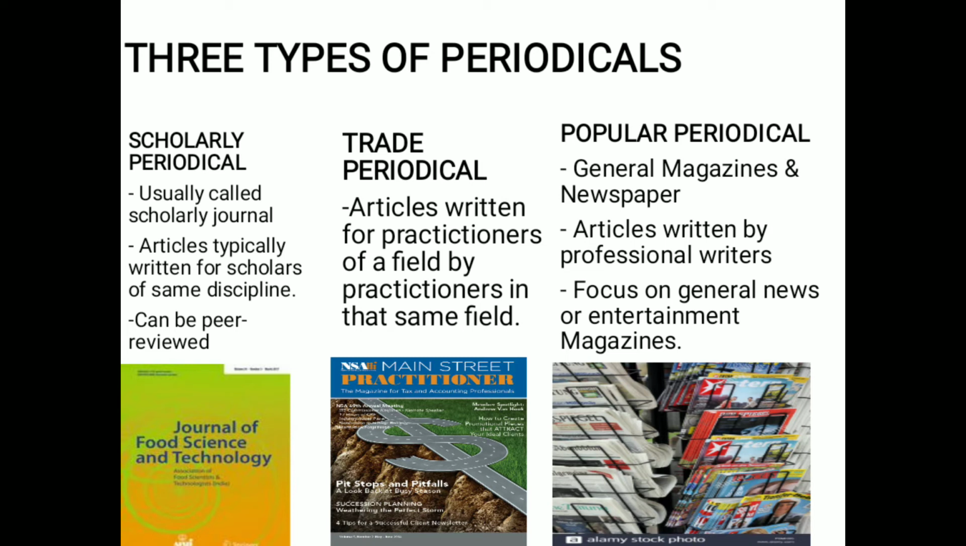And the last type of periodicals, the third type of periodicals, is the popular periodicals. So the popular periodical, it is usually a magazine or general magazines and newspapers. The popular periodical articles are written by professional writers, and it is focused on general news or entertainment magazines.